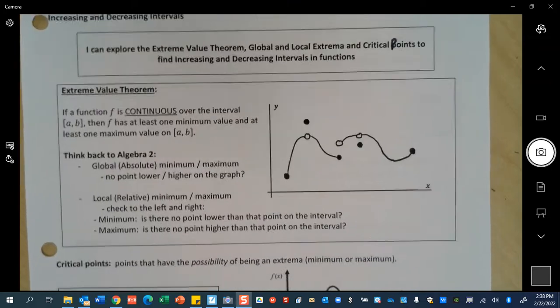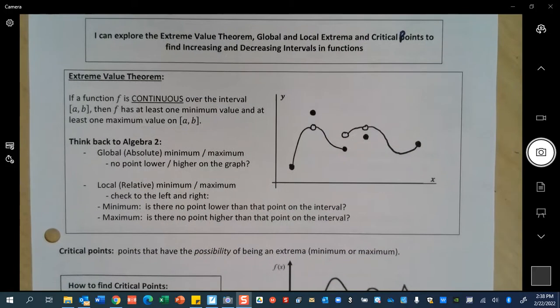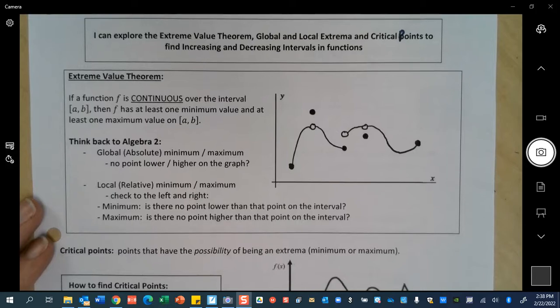All right, the extreme value theorem. So far we've had the mean value theorem and the intermediate value theorem. Now we're going to talk about the extreme value theorem. And that basically says if a function is continuous over an interval, then it has at least 1 minimum value and 1 maximum value on that interval. So again, that conversation about it being continuous on whatever interval we're talking about.